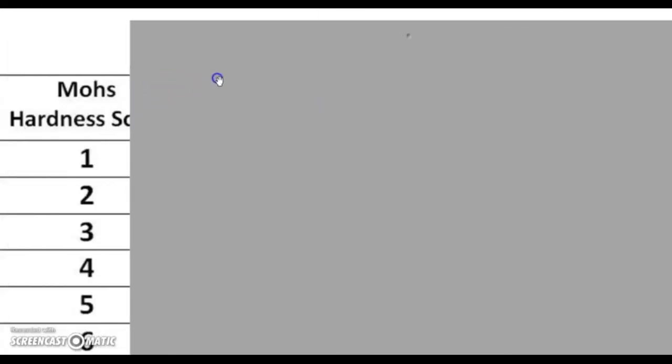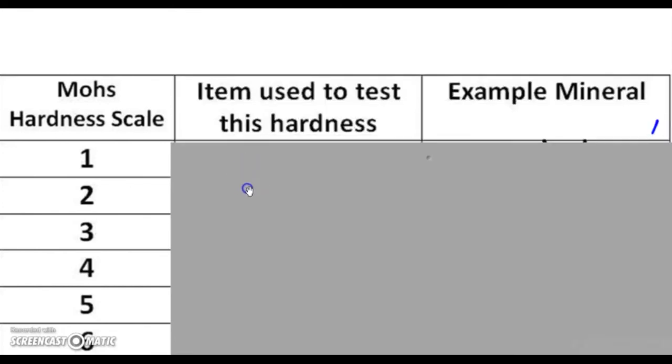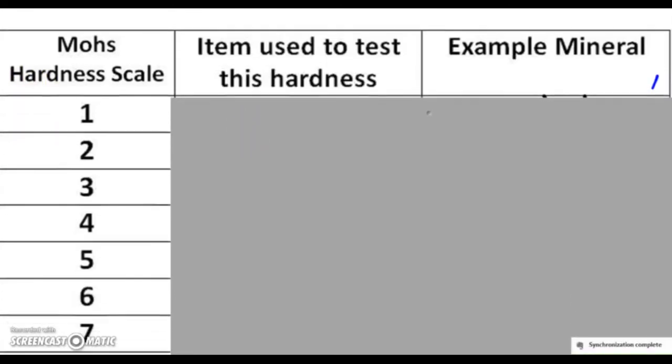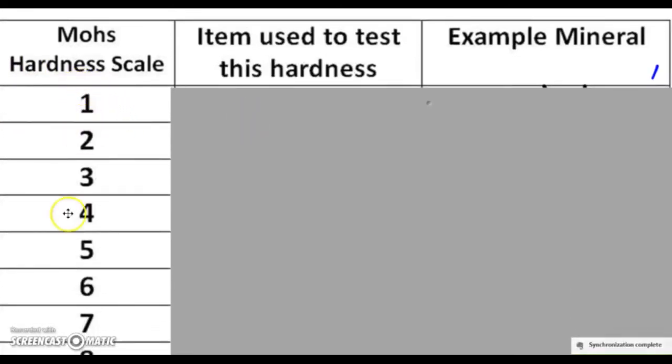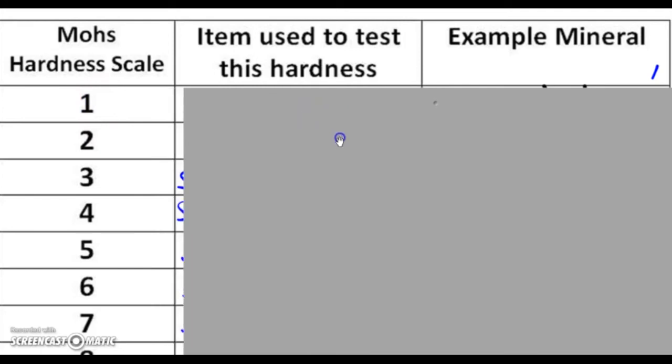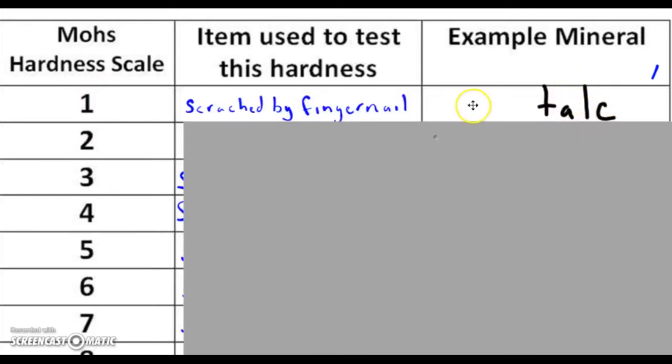Okay, now you don't have to memorize the whole thing, but you should have a sense for this at least. The Mohs hardness scale starts at 1 and goes to 10. A 1 on the hardness scale is the softest mineral, which is talc. The example is talc.